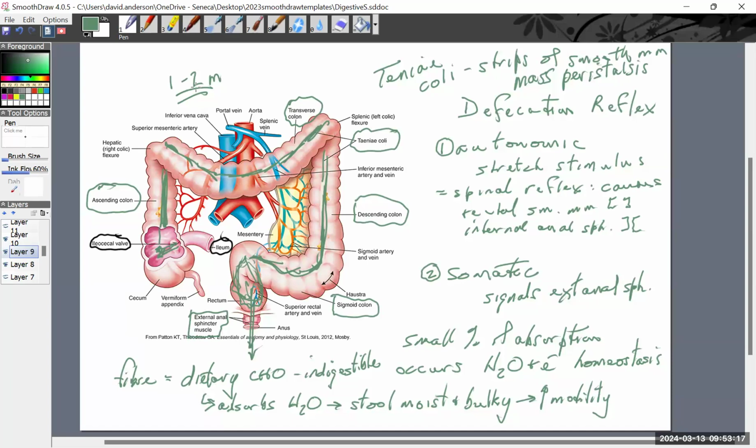So it isn't just about feces. It's not just about excretion. Lots of other roles go on here.